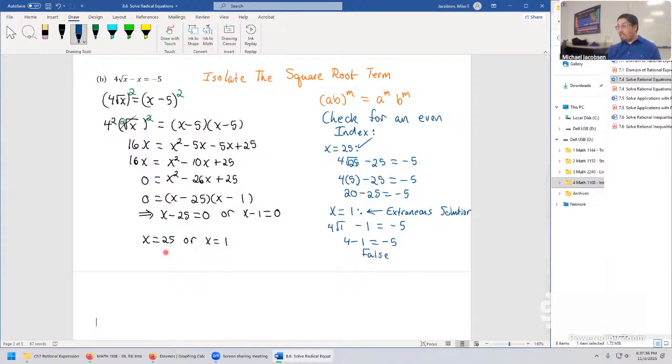So here's one way to communicate x equals 1 is definitely not a solution. A big angry X is a great way to say that. Everyone will take that to mean you've eliminated that from the solution set. Another way to say it is, I'll typically box out the answer. So the only answer to this equation is x equals 25.